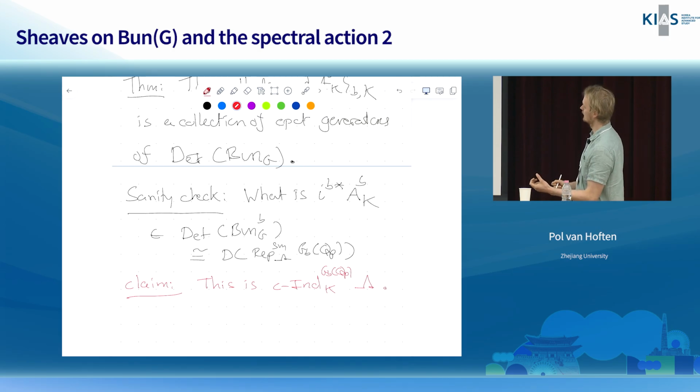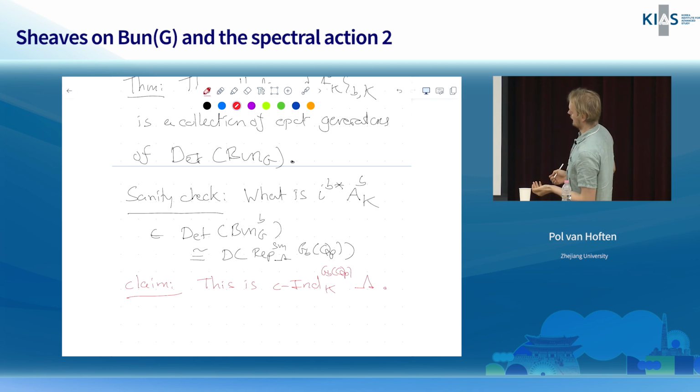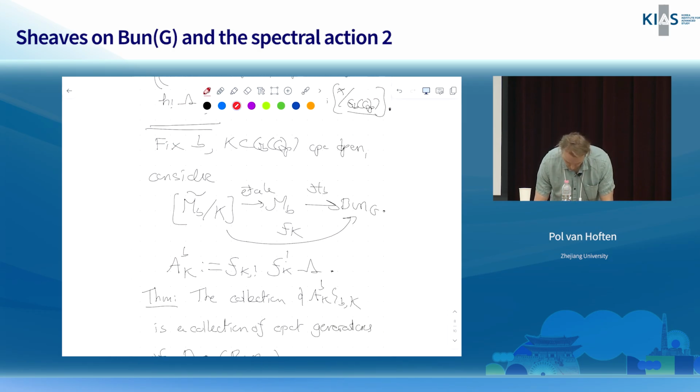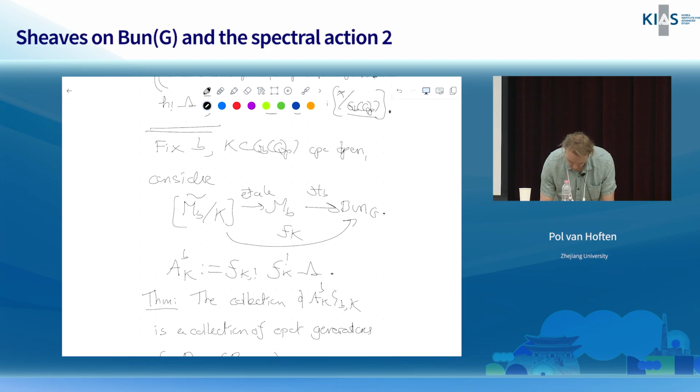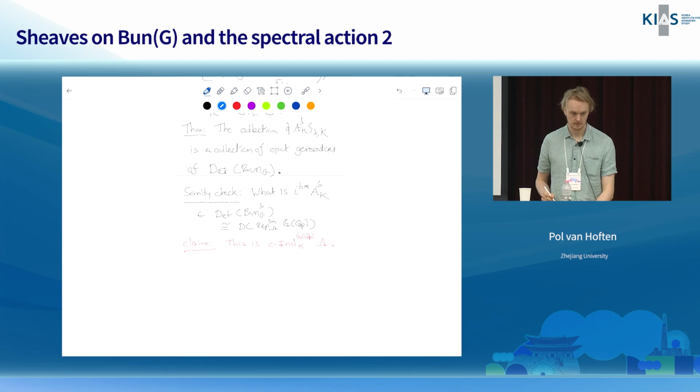So for example, when b is basic, so that this stratum itself is already open, I'm not doing something new. So this is just the usual compact generators. Okay, and I should probably add the word pro-p here. Pro-p. Yes?